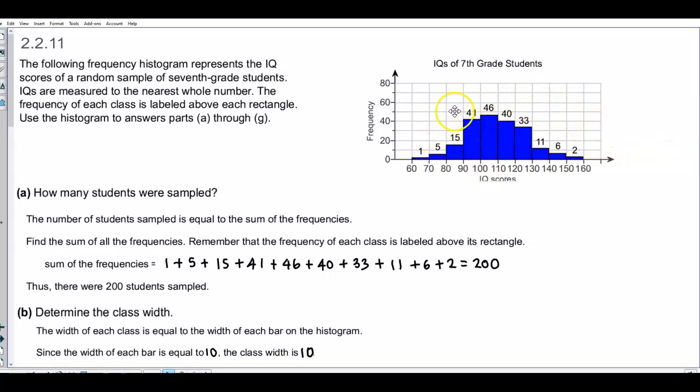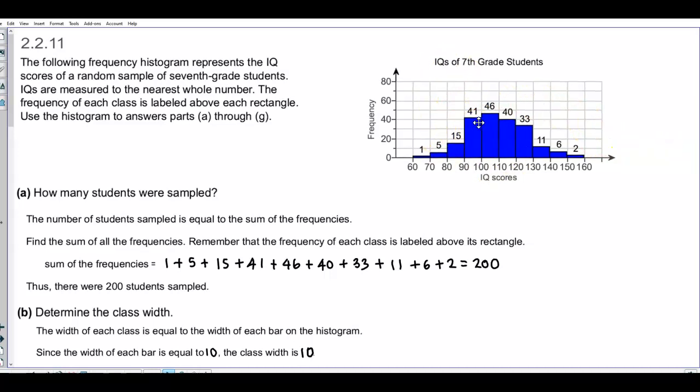So here's the histogram. You want to take a look at it first. Down below here it has the IQ scores. See the numbers going from 60 all the way to 160 down here. You have our frequency, which goes from 0 to 80, and you have these numbers that are listed on top of the rectangles. So we first want to figure out how many students were sampled.